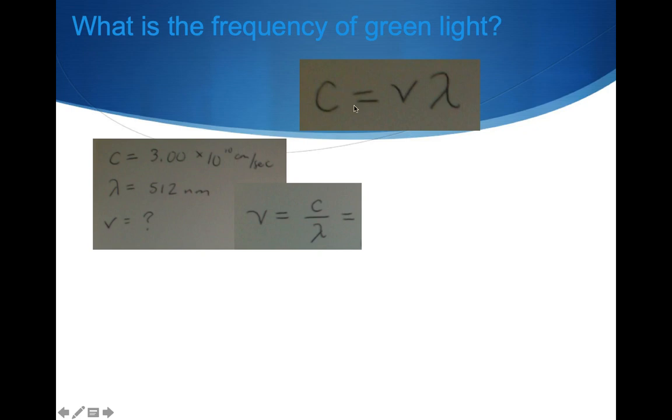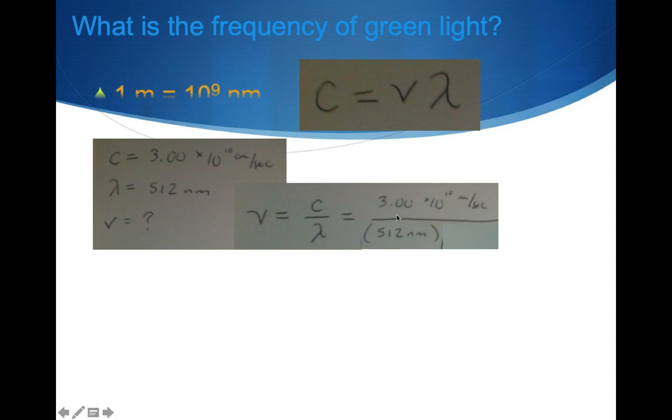Again, we just did algebra on this problem to solve for frequency, because that's what the problem is asking for. We plug in the two things we know, the speed of light and the wavelength, but wait a second. The speed of light is in centimeters per second, and the wavelength is in nanometers. We can't just do this division. The units won't cancel. So we've got to do some conversions, dimensional analysis. We can do this. It turns out that 1 meter equals 10 to the ninth nanometers.